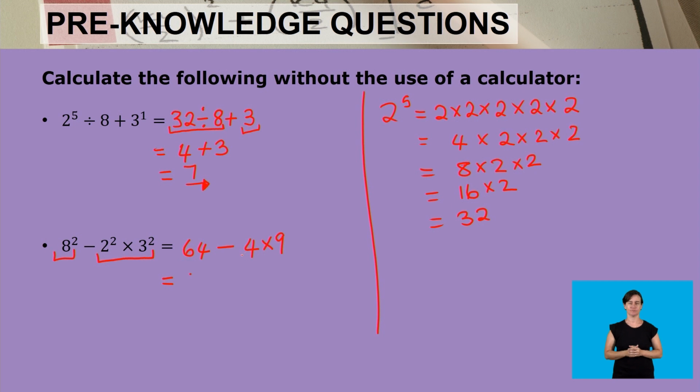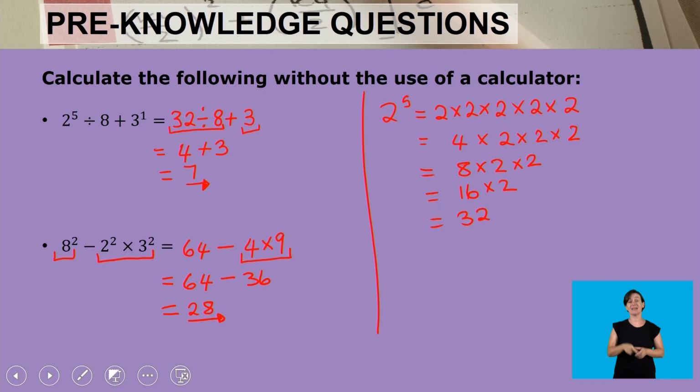Now, remember, we still need to calculate that 4 multiplied by 9. So we have our 64 minus, what is 4 multiplied by 9? If you are thinking of 36, then you are absolutely correct, because 4 multiplied by 9 is 36. Now, finally, we are going to calculate 64 minus our 36, and that is going to give us a 28. Did you also get 28? I know you did. So that was our pre-knowledge questions.